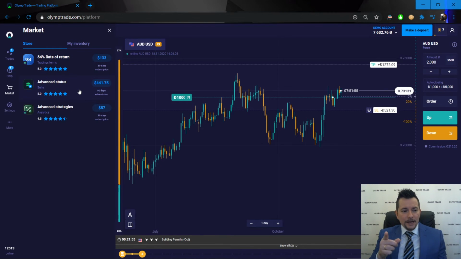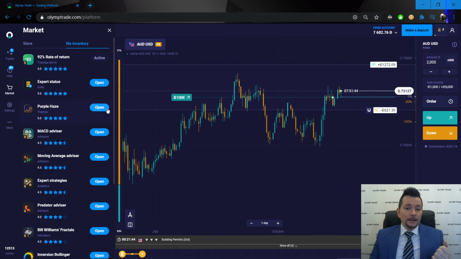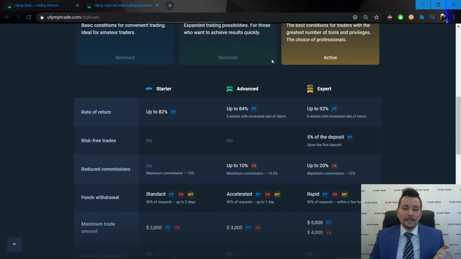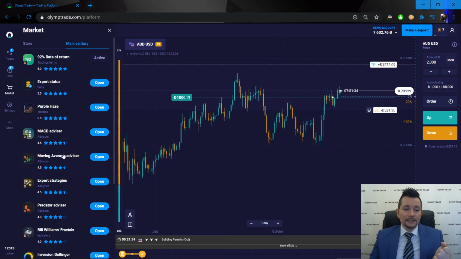Actually, check this right now. For those of you that have two screens or have an opportunity to visit the market on your cell phone, go ahead and see if you have that. So here we have the Purple Haze theme. Also, if you click here on open statuses, it'll give you an indication of what the different statuses are. And also we have some advisors.